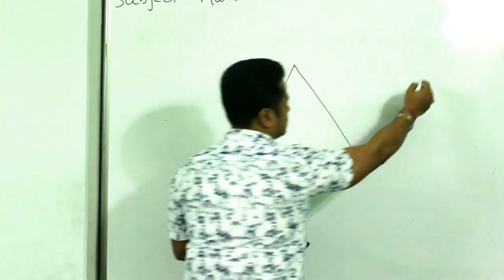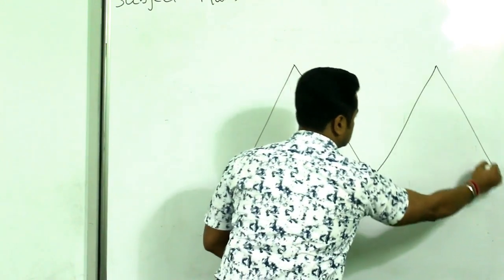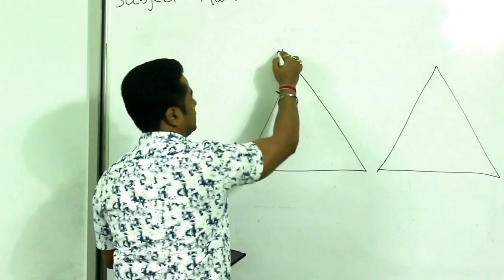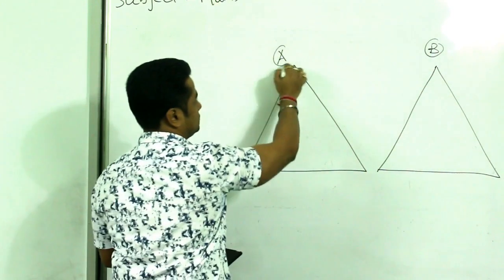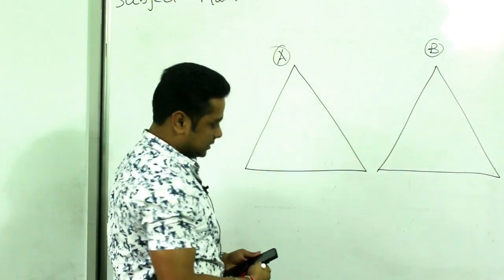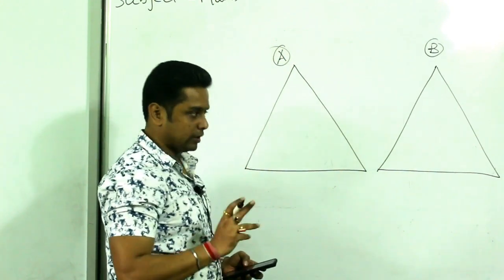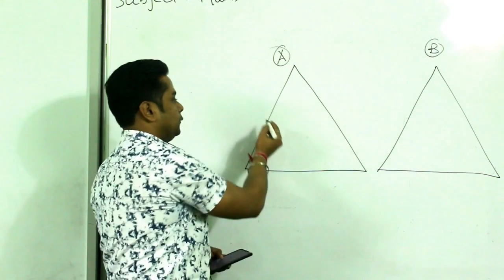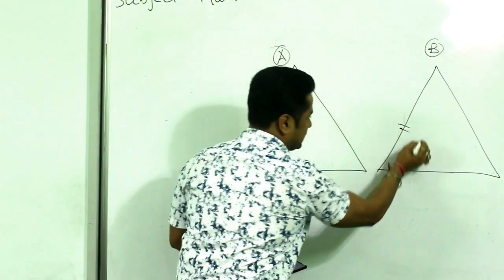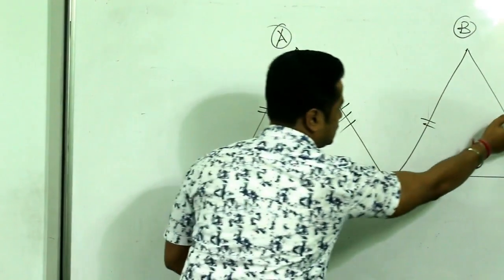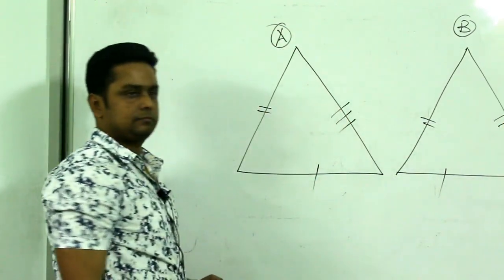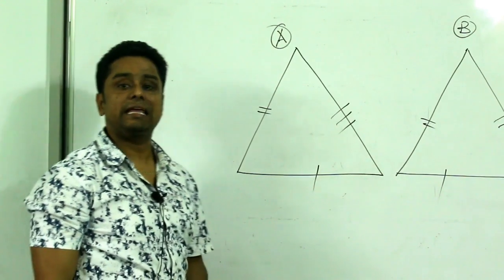and I draw another triangle here. Triangle A, suppose triangle B. I am not naming the triangle. Now these two triangles are said to be congruent when this side is equal to this side, when this side is equal to this side, and when this side is equal to this side. Means they are equal.